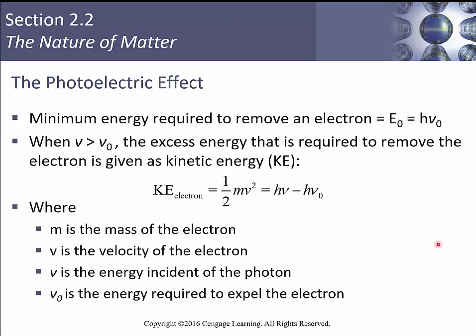Right? So the minimum energy required to move an electron is what we call E0, where E0 is equal to h times nu zero. And when your frequency of light is bigger than nu zero, the excess energy beyond what is required to remove the electron is given to it as kinetic energy. Right? So the kinetic energy of that electron is 1/2 mv squared, and that's going to be the difference between h nu and h nu sub zero, where m is the mass of the electron, v is the velocity, nu is the frequency of the incident photon, and nu sub zero is the frequency corresponding to the energy required to expel the electron.